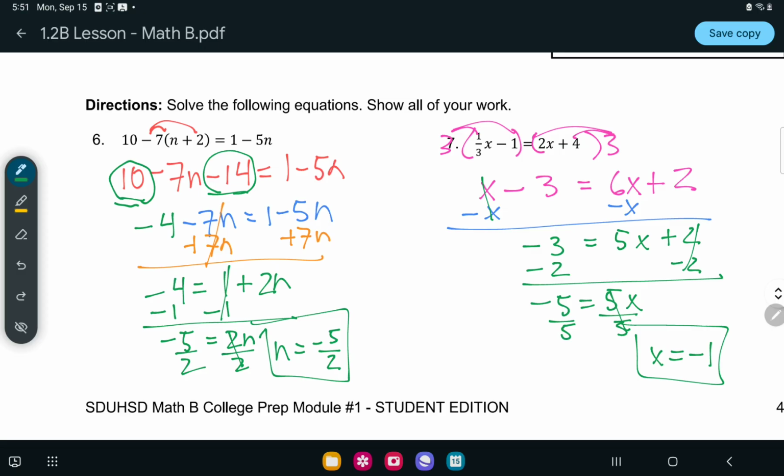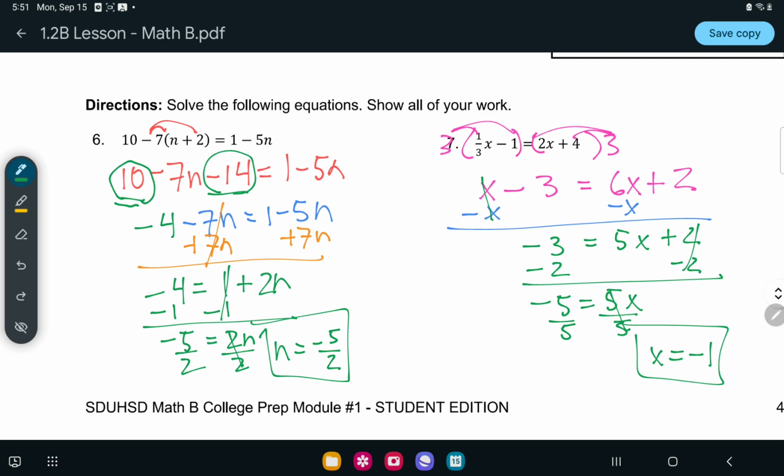Then I wanted to move the smallest variable. This one's a little bit trickier because it's negative 7 and negative 5. It's okay if you added 5n instead. You would have just gotten negative 2n on the other side. You're not going to get it wrong. You just might lose a negative somewhere. So continue the process. We get n equals negative 5 halves, or negative 2.5.